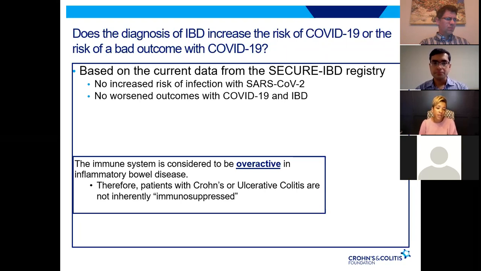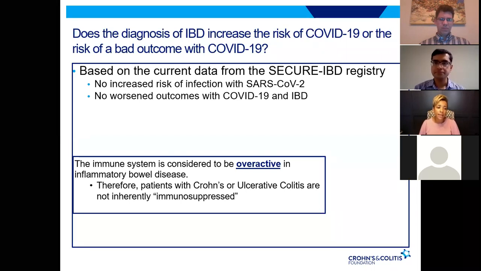The opposite is actually true because the immune system is overactive, and so we use medications to bring that immune response down or to modify that immune response. So therefore, patients with Crohn's and ulcerative colitis are not inherently immunocompromised. However, some of the medications that we use to modify that immune response can immunosuppress you. Next slide.